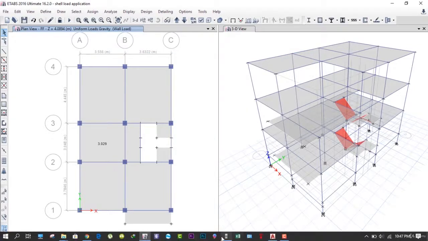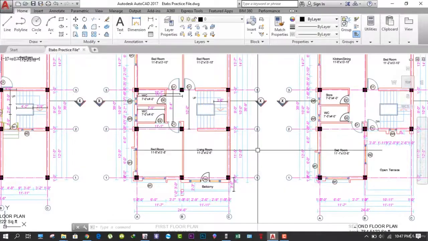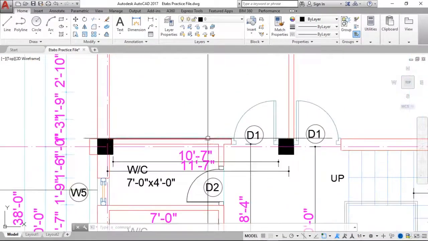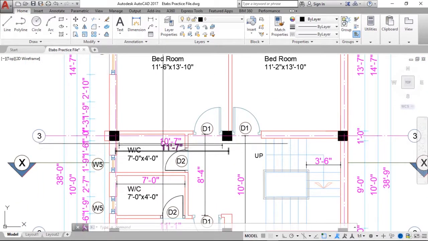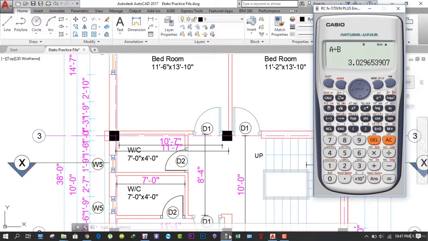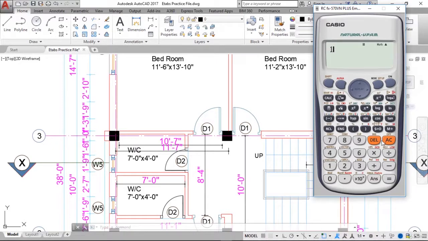So after that, we again open our AutoCAD file and we apply the load due to this wall on this slab. Okay, so the total length is 10 feet and 7 inches. So we convert 10 plus 7 divided by 12.